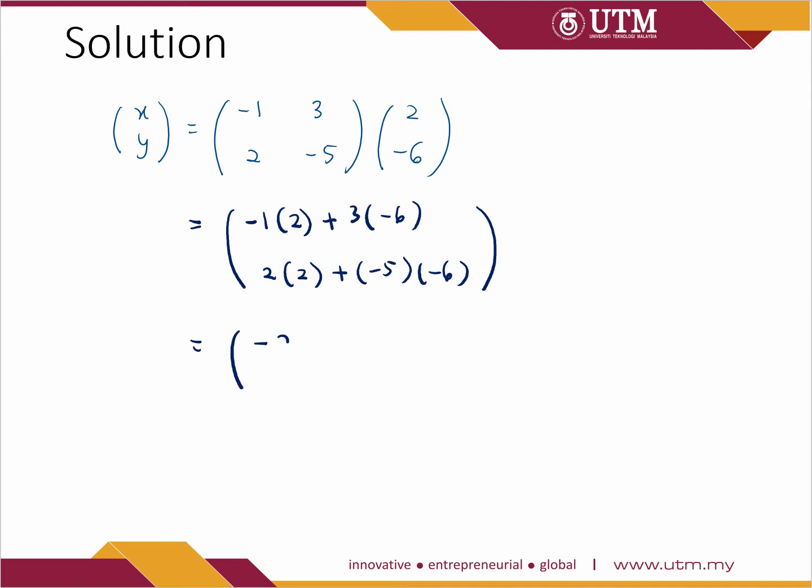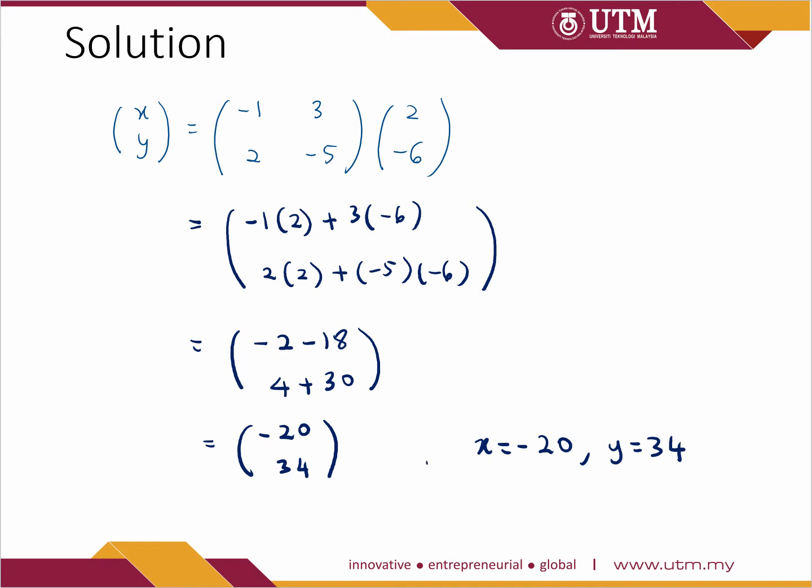Then we simplify this, we get negative 2 minus 18 and 4 plus 30, where this is equal to negative 20 and 34. Therefore, we have solved this system of linear equations by using the inverse matrix method, where our x value is equal to negative 20 and our y is equal to 34.